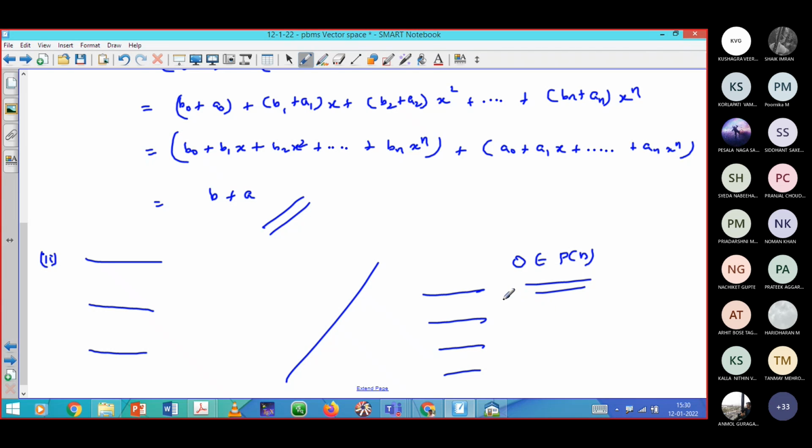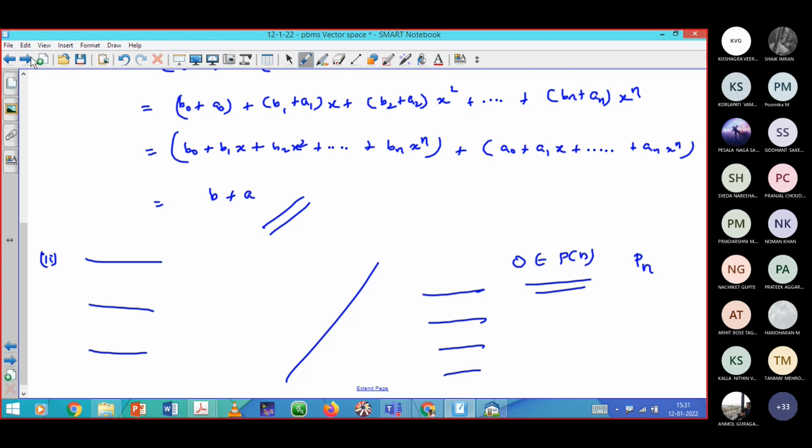Yes, sir. So it is advisable to use one set notation. Either it can be p suffix n or p of n. Both are universally acceptable. Many authors use p of n, some authors use p suffix n. That gives polynomials of degree n.